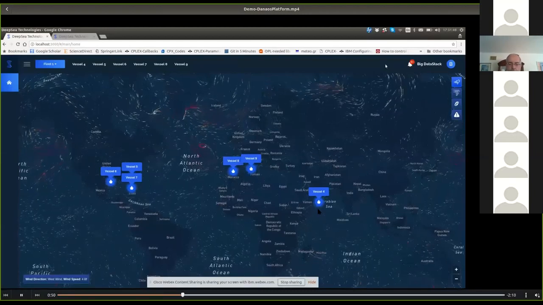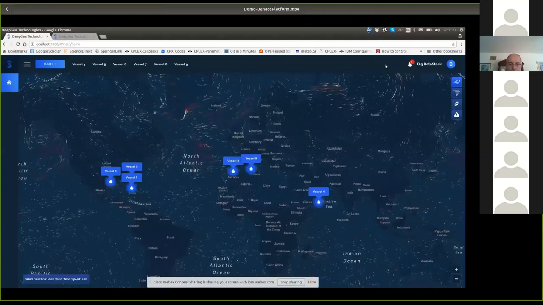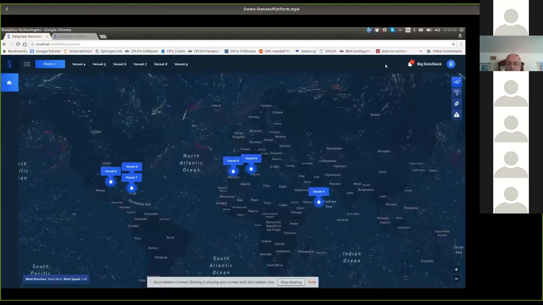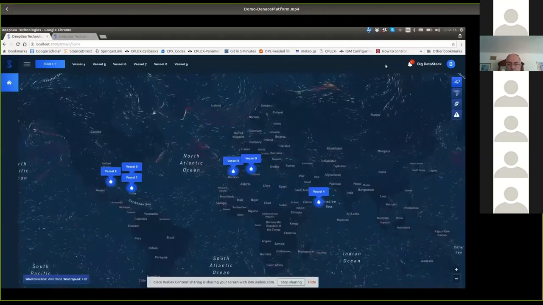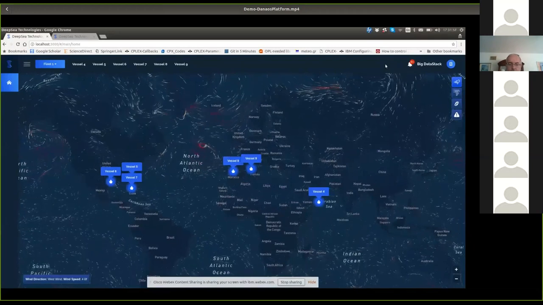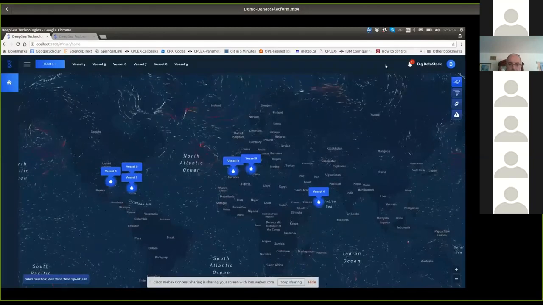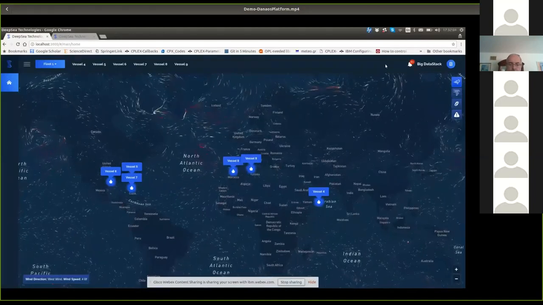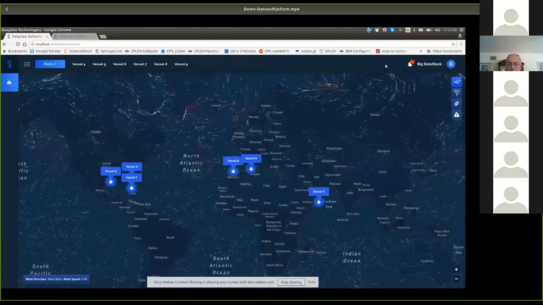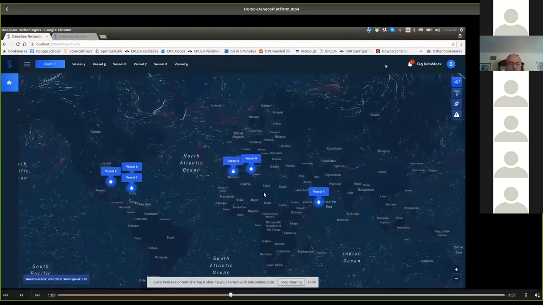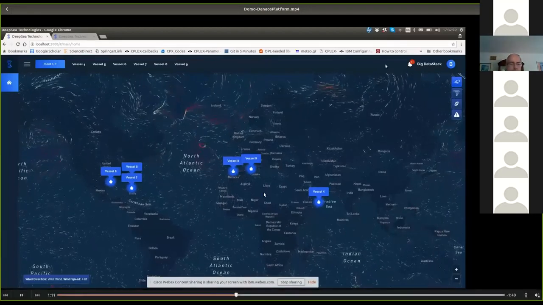So what you see right now is the latest vessel positions with the global weather conditions. This is a specific fleet that is comprised of 6 vessels. On the upper left corner on the bell, you can see the populated alerts.